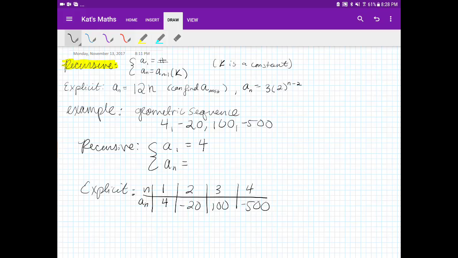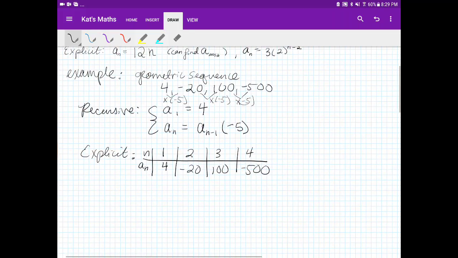So for your first example, you had a geometric sequence of 4, -20, 100, and -500. Seeing that, we know that a1 is 4, so a_n is going to be a_(n-1) times some constant. Between these two, it looks like you multiply by -5. Again, you multiply by -5, and multiply by -5. So it looks like our a_n is equal to a_(n-1) times -5, and that's our recursive formula.